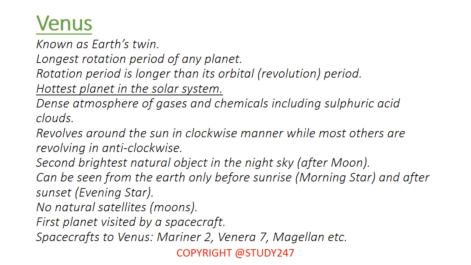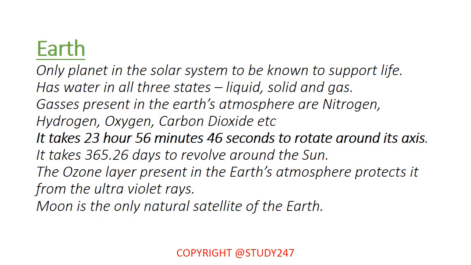The second brightest natural object in the night sky, after the Moon, is Venus, and it can be seen from Earth only before sunrise, as the morning star, and after sunset, as the evening star. That's why Venus is also known as the morning star as well as the evening star. No natural satellite is found there.